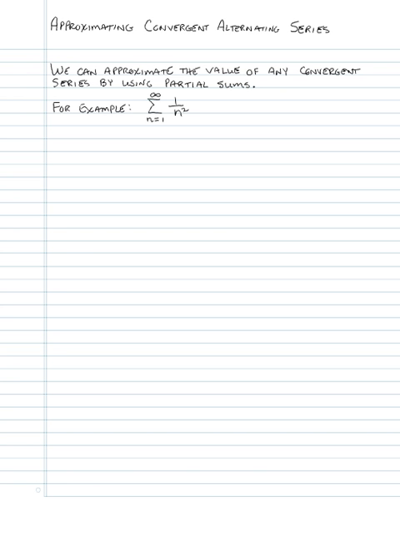Here we're going to discuss approximating the value of convergent alternating series. We start out by realizing that we can approximate the value of any convergent series by using a partial sum. As an example, we know that the series of 1 over n squared, which is a p-series where p is equal to 2 and greater than 1, converges. At this point, we have no idea what it converges to.